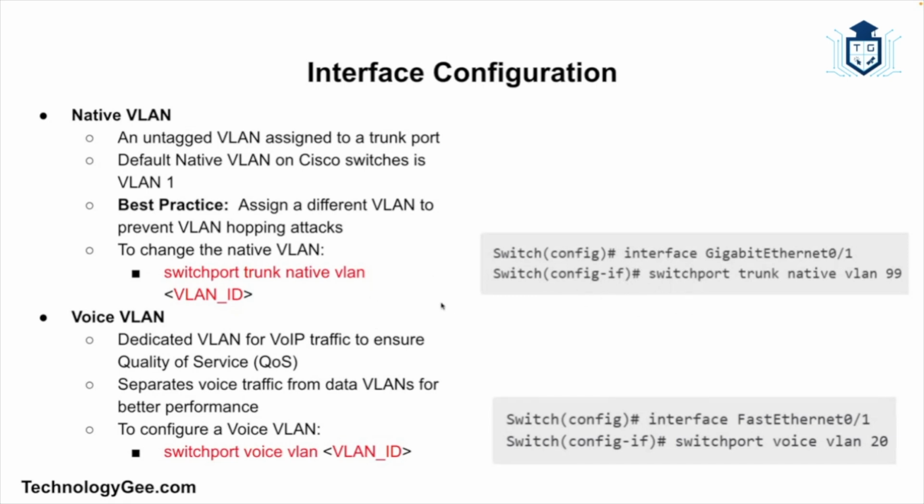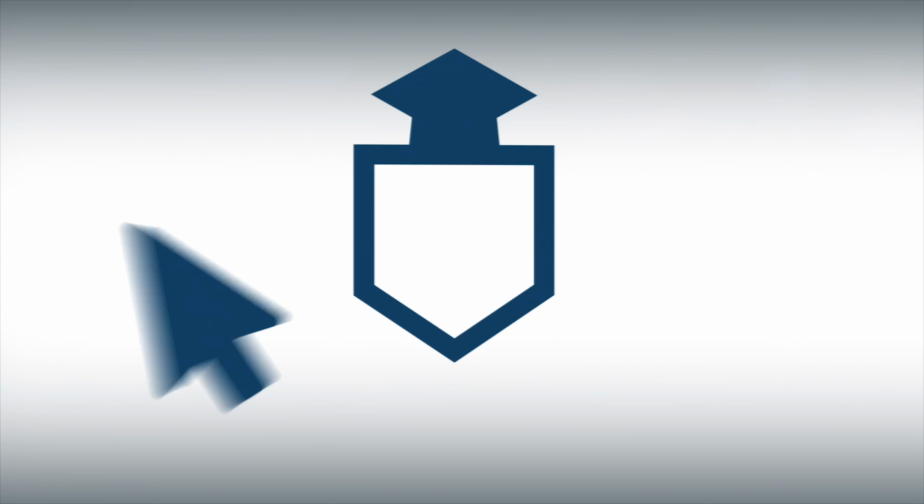And then we have what is called a voice VLAN. And this is a separate VLAN that is dedicated to voice over IP traffic to ensure quality of service. And if you want to configure a voice VLAN, you would type in commands that look like this right here.